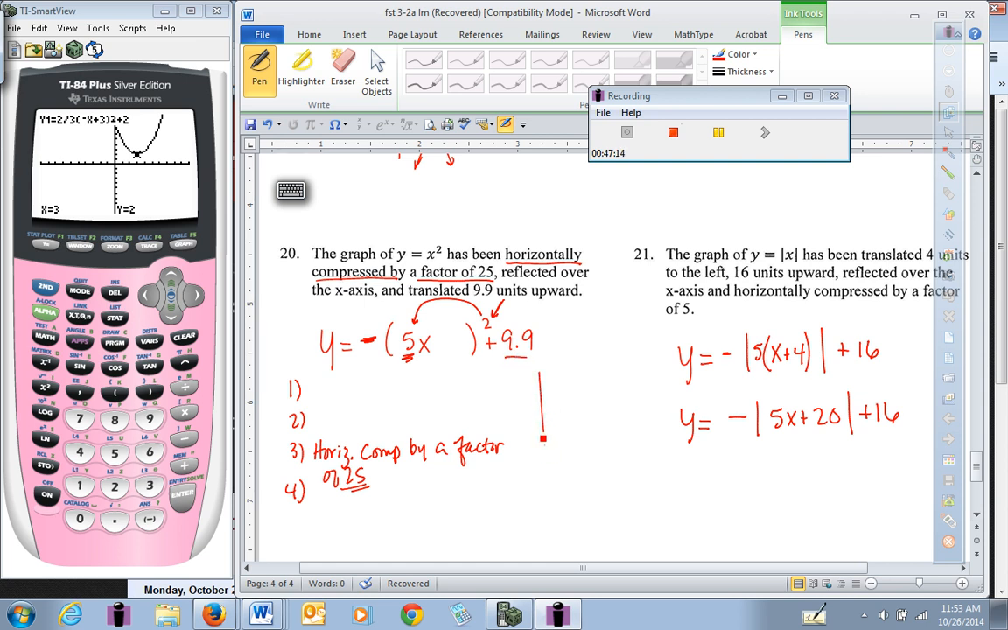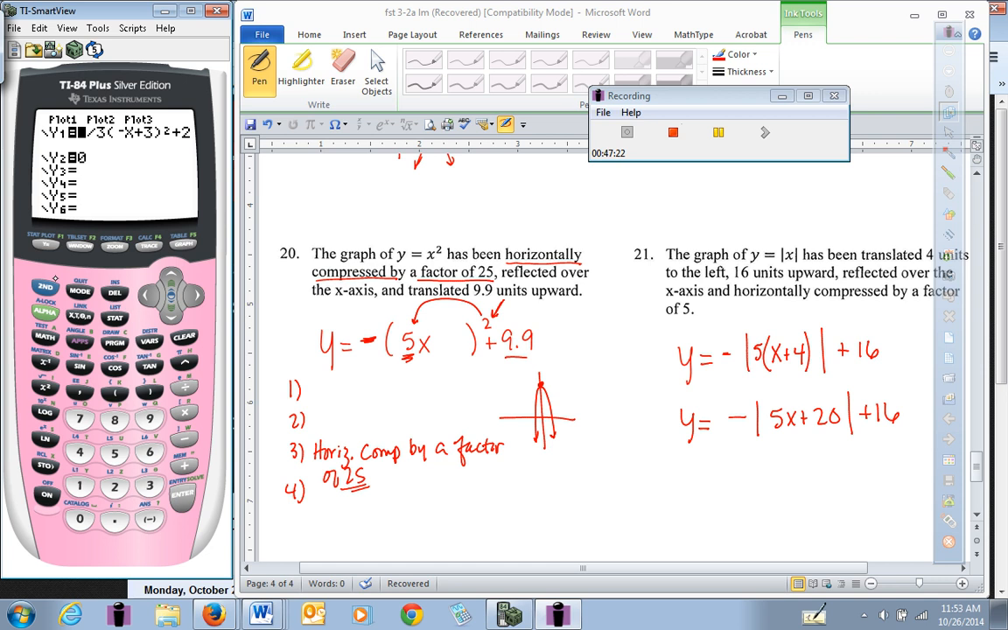So what would happen if we made a picture of this one? Well, it would get moved up 9.9, it would open upside down, and it would be super, super skinny, wouldn't it? Let's try that and see if that's true. If I had the opposite of 5x, and then I squared it, and I said plus 9.9, super skinny, vertex is at 0, 9.9, isn't it? Okay, so be careful of that because that horizontal compression is inside that grouping symbol.